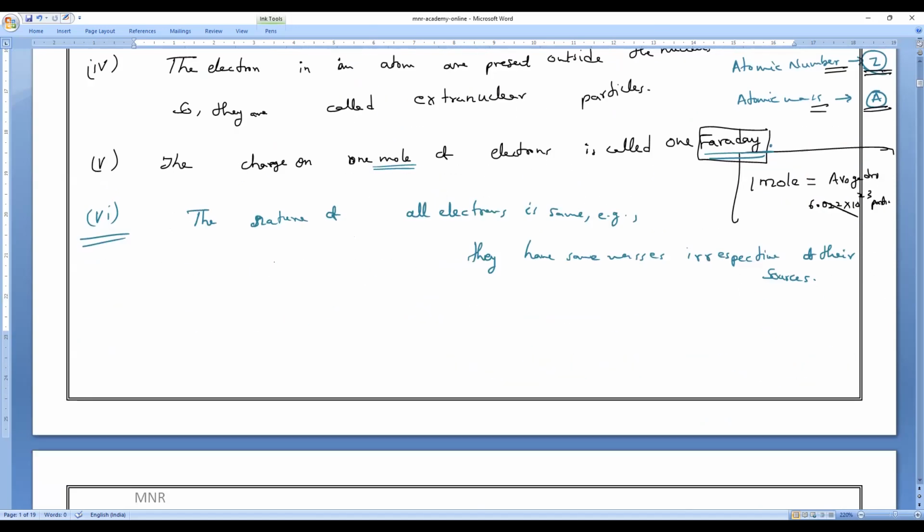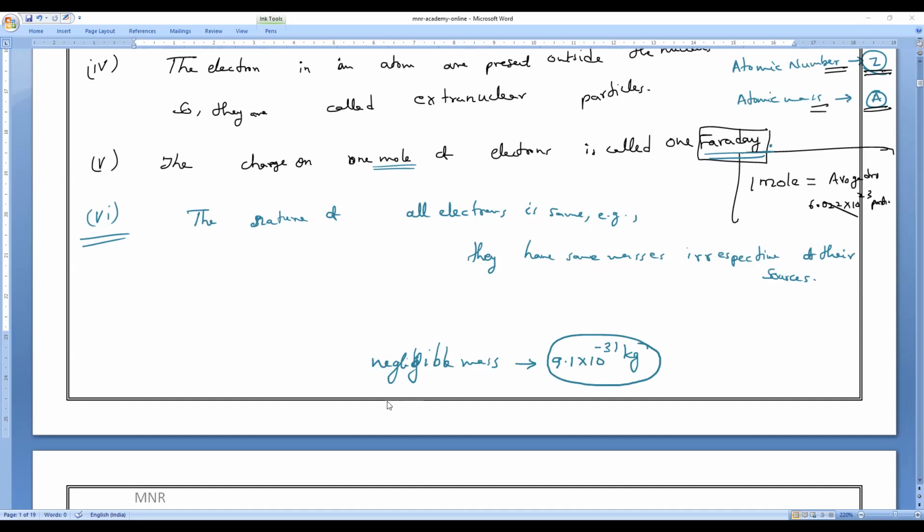The negligible mass, what is the mass of the electron? Everybody, it has a negligible mass. How much is it? Anybody? What is the mass of the electron? 9.1 into 10 power minus 31.